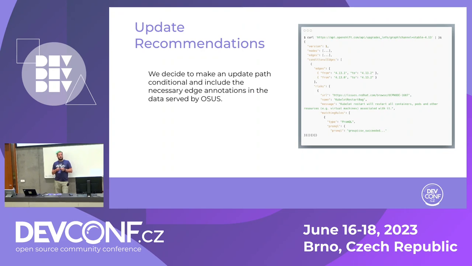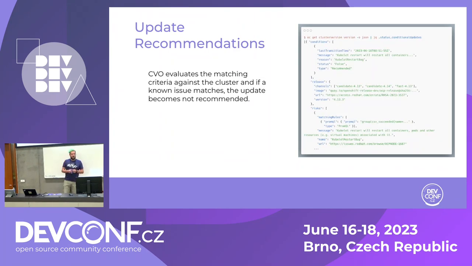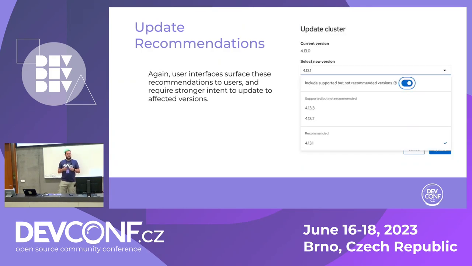This is how it would look in the OSIS provided data. So it's basically the same thing, just in a different format. The cluster will self-evaluate the PromQL we included, and if it discovers it's not affected, then the user will not see anything. It will be as if there is no problem at all. If the CVO discovers the cluster is affected, it will surface this in the user interface.